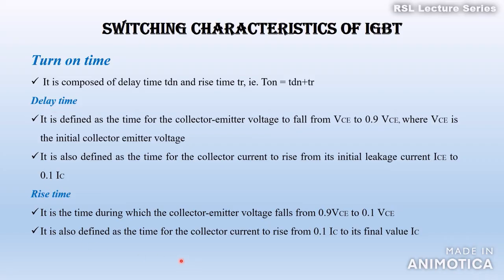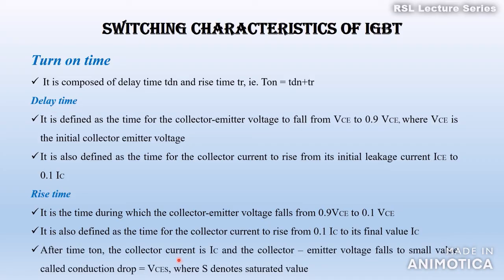So once the device is turned on, the collector current will be equal to IC, and the collector emitter voltage falls to a small value called the conduction voltage drop. That is defined by VCES, where S denotes the saturated value.